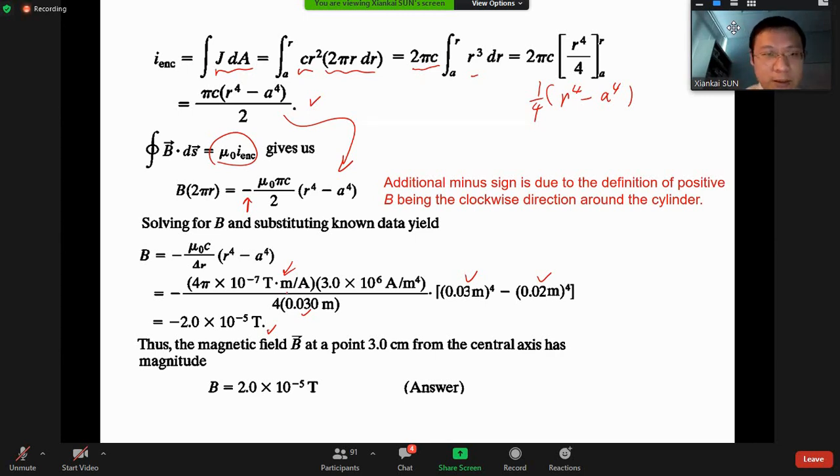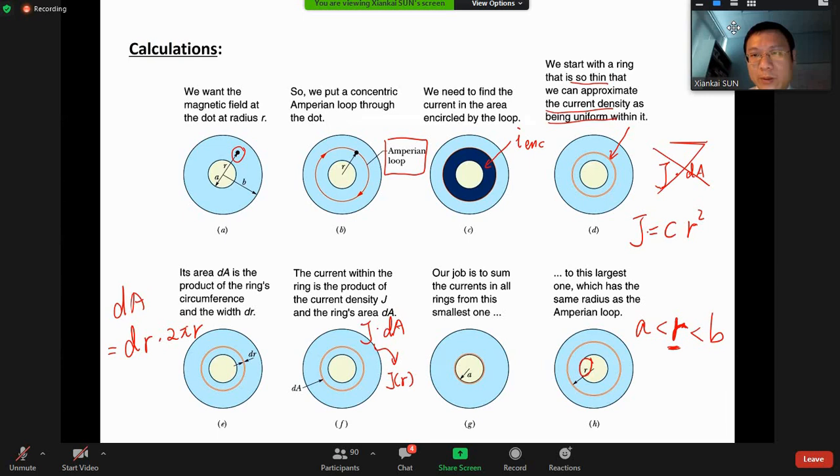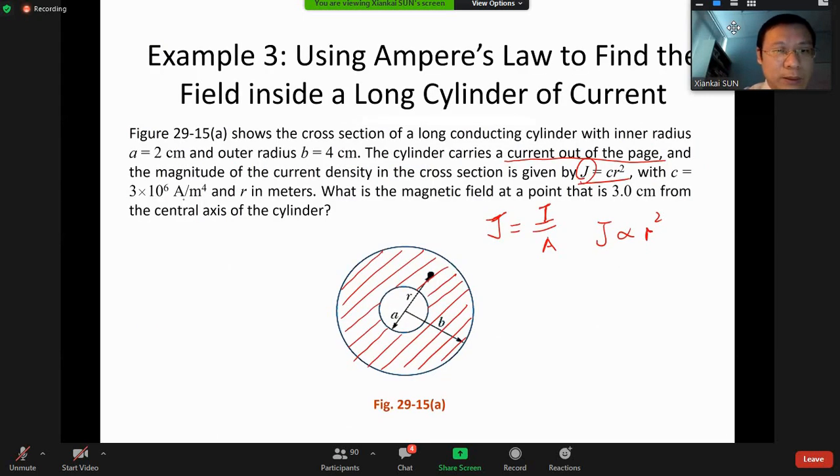C is a constant. Don't be confused with the speed of light. No, this is not the speed of light. This is a constant, the proportionality constant in the expression for the current density. That constant, 3 times this one.